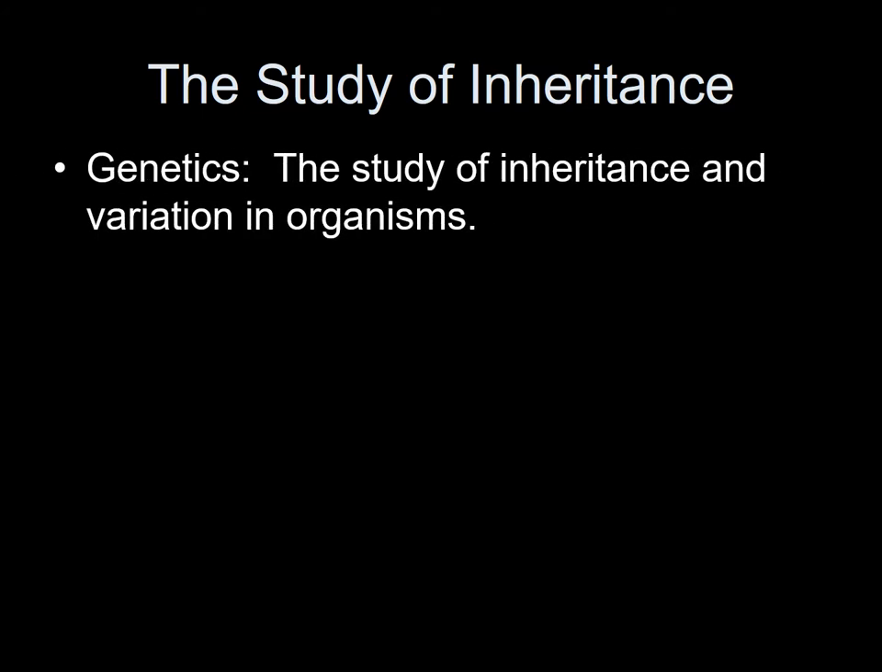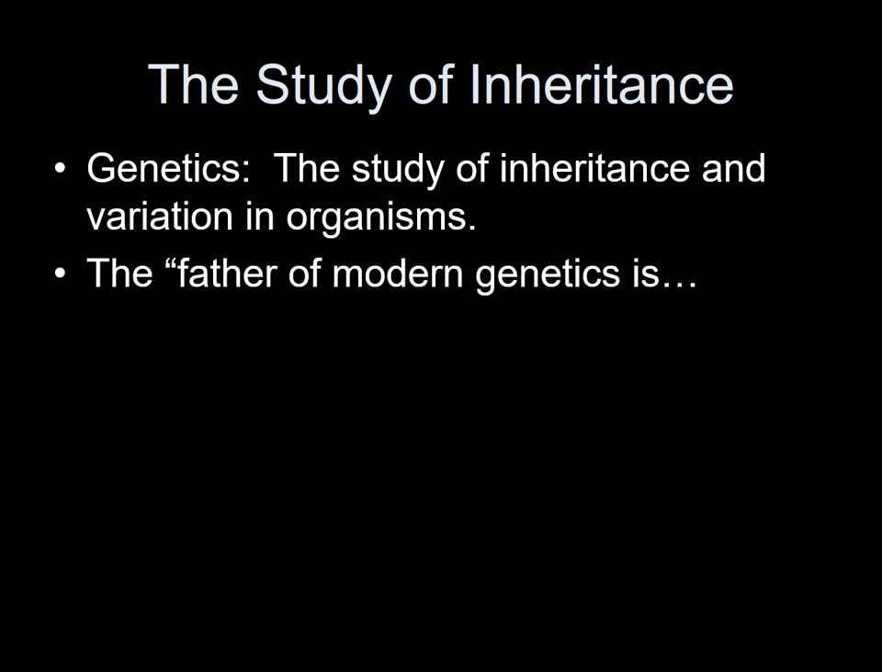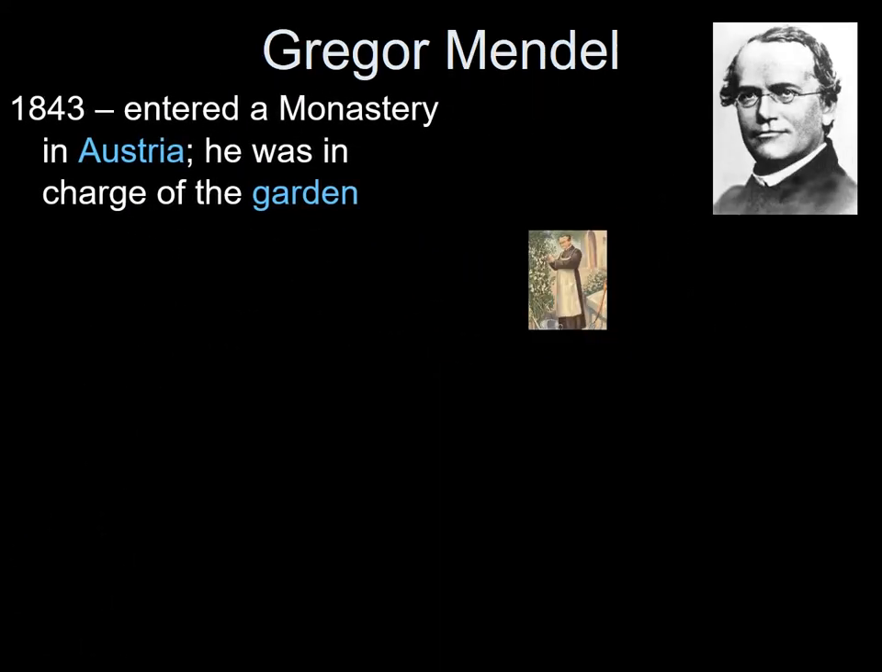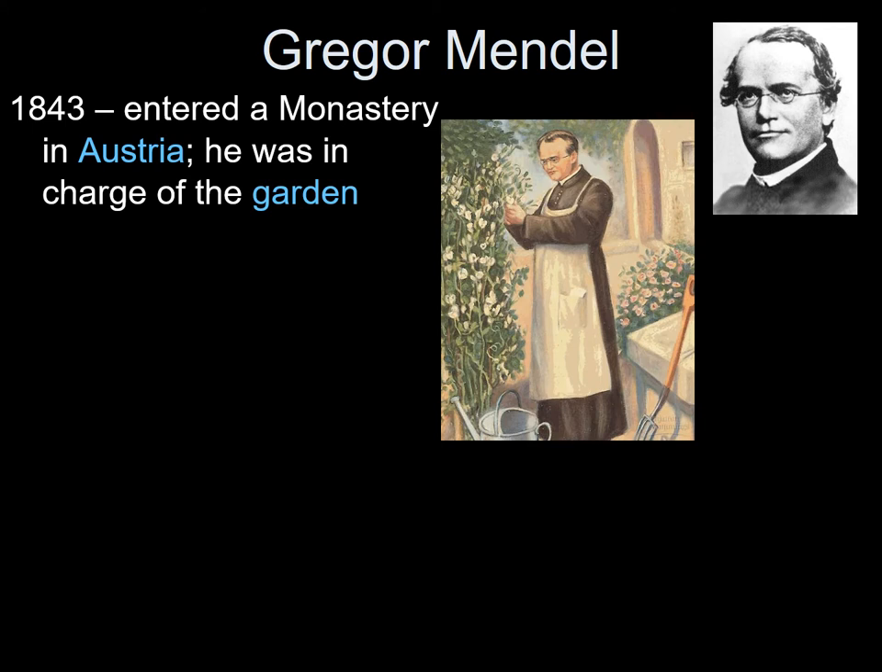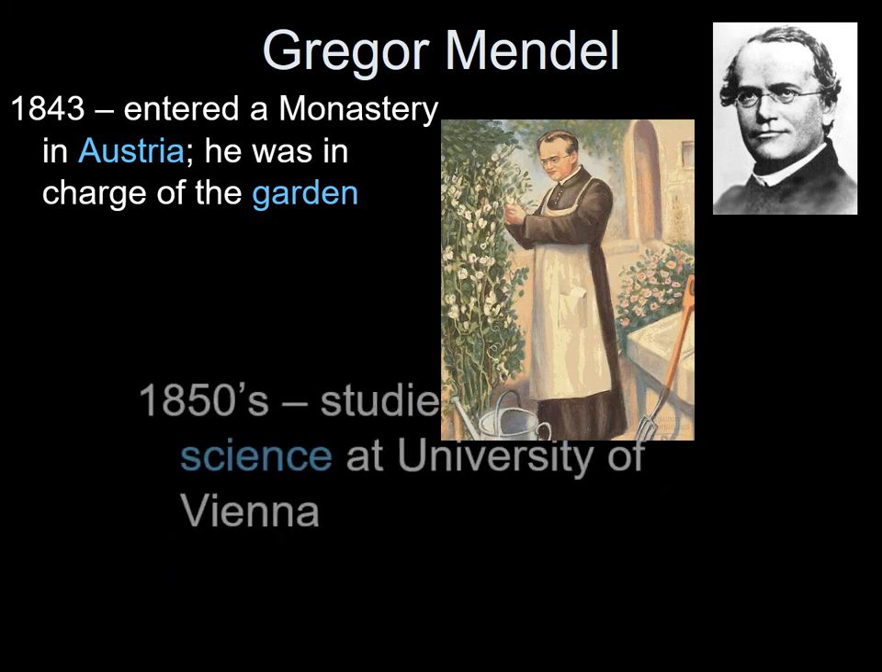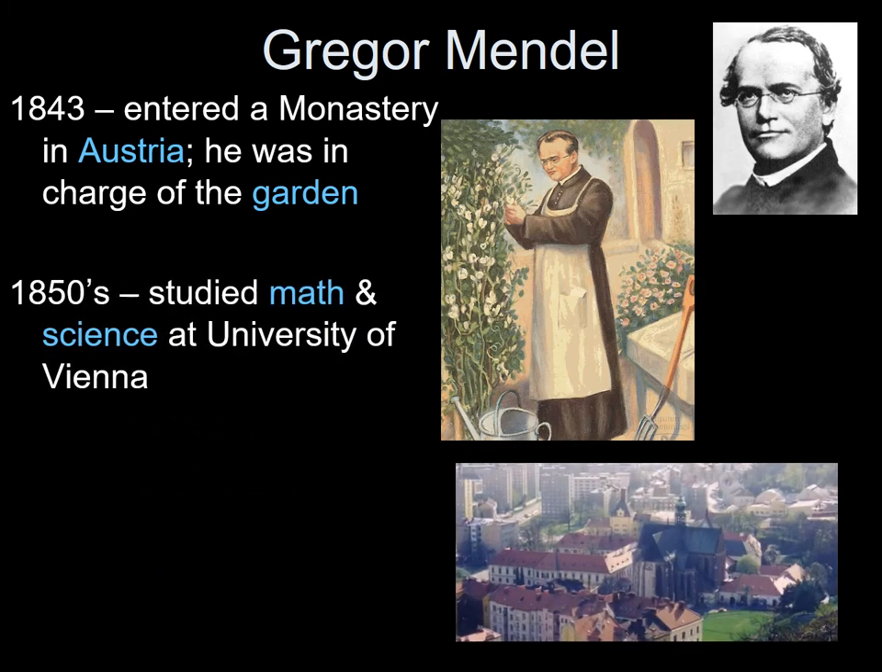Now, genetics is the study of inheritance and the variation in organisms. And the father of modern genetics, the person who really first started this study, is Gregor Mendel. Gregor Mendel grew up in Austria, and in 1843 he entered a monastery, and he was in charge of the garden. So he was growing fruits and vegetables for the monks living at the monastery. He was really interested in science and plants, and when he was old enough, he was sent to the University of Vienna to study math and science.